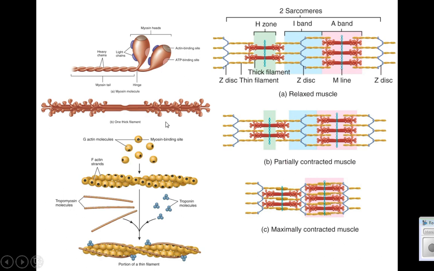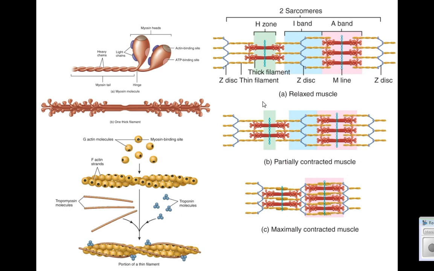Now, individually, one thick filament is made up of hundreds of these individual myosin molecules, where some run this direction towards what would be the Z disc over here, and then the others run to the Z disc on the other side. So they run both directions within our sarcomere. And you can see that over here in our images on the right.